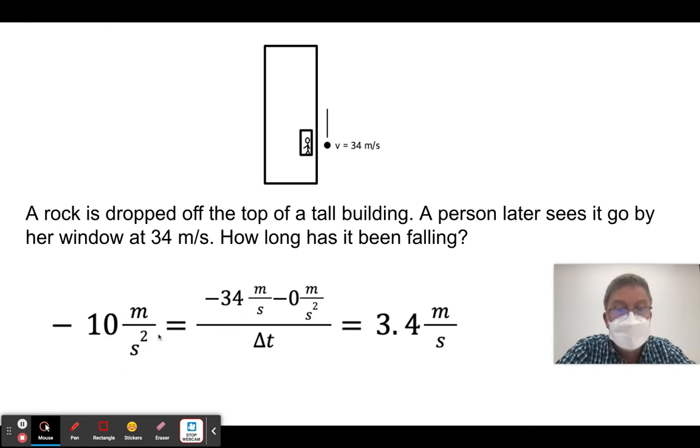Okay, that's g. That's the gravitational acceleration. It's falling in the negative direction. So I'm going to call this negative 34 meters per second. It dropped from rest, so the initial velocity was 0. And I just want to solve for delta t. I get 3.4 seconds.